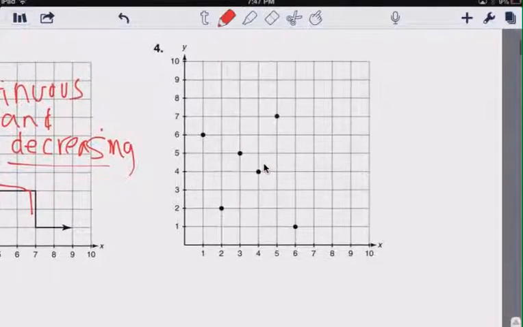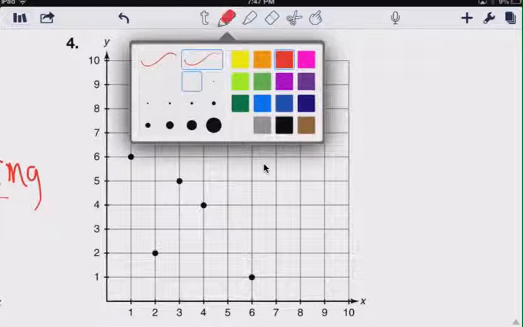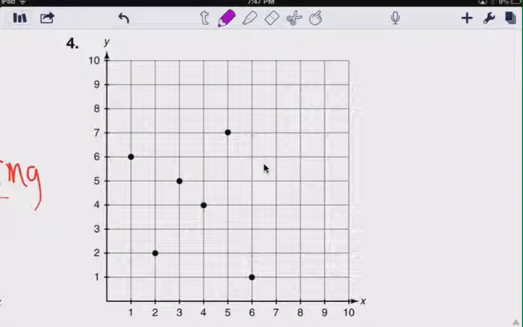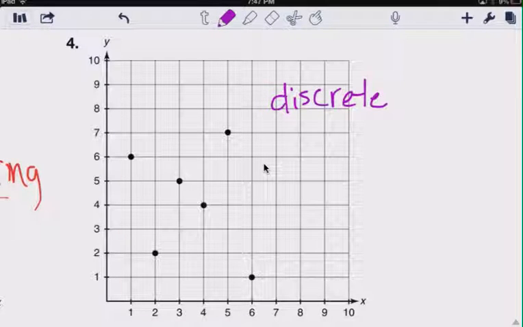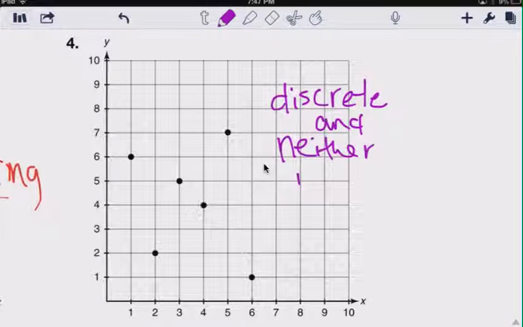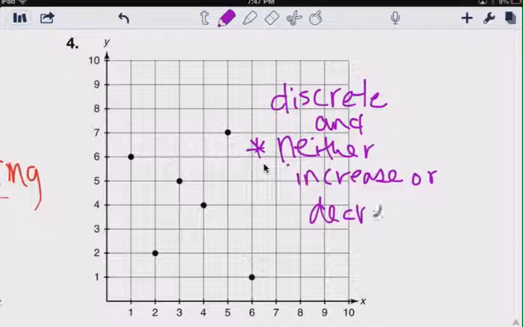Now number 4, because none of the dots are connected, it is called discrete. Okay? This is a discrete graph. And those dots, those points, those coordinates have no direction, so it's neither. Okay, it's neither increasing nor decreasing. There's no direction. Okay.